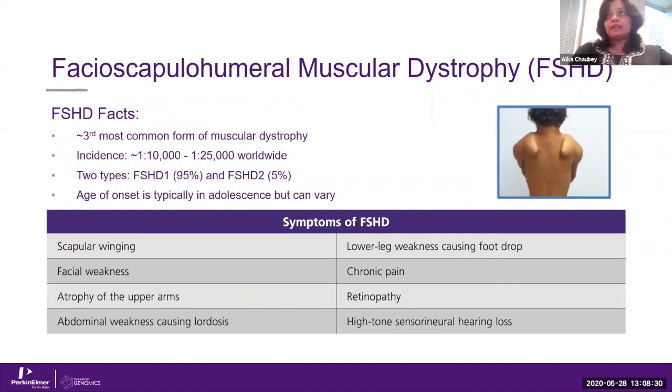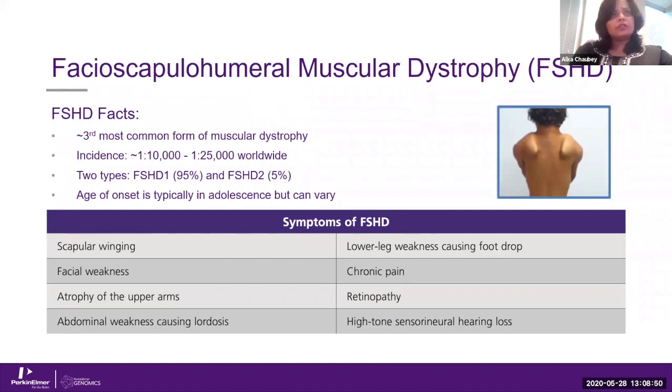One of the classic features of FSHD is this scapular winging that you see in this image of this patient, and some of you might be aware of it, depending upon how you are associated with the FSHD society. But the main symptoms of FSHD are scapular winging.